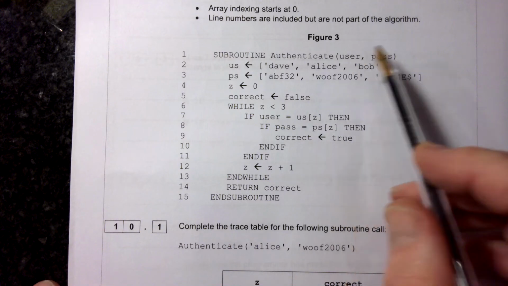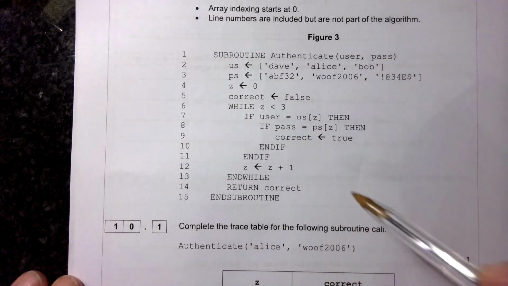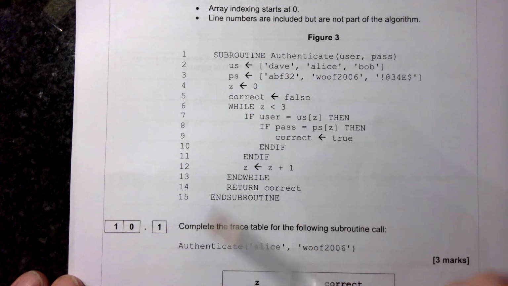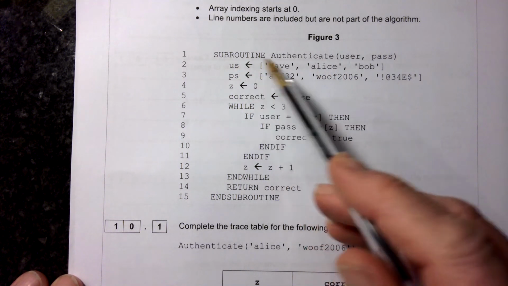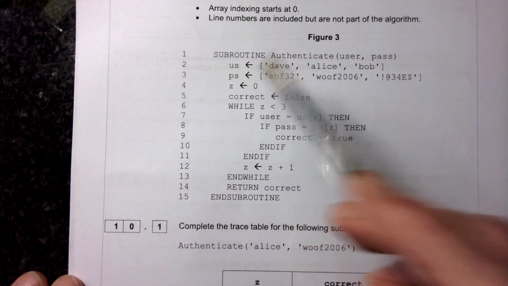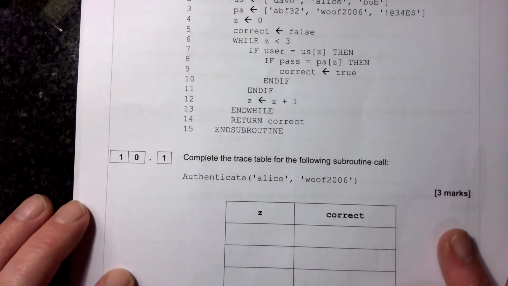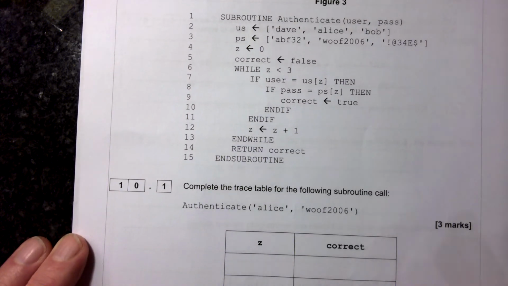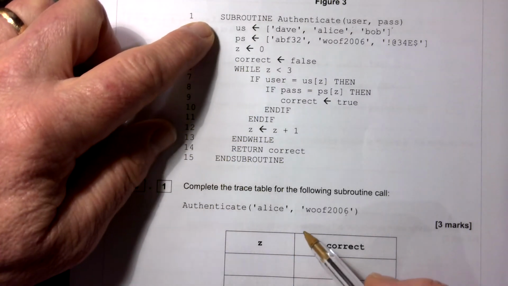Okay, so we'll get the user, we'll get the pass, the person will send that to us, and we'll check it against these two lists here. Check US, I presume, means user, PS means password. Okay, so complete the trace table for the following subroutine call. So if we send it Alice, which will be the user, and woof2006 will be the pass. Okay, so let's work our way through the subroutine here.